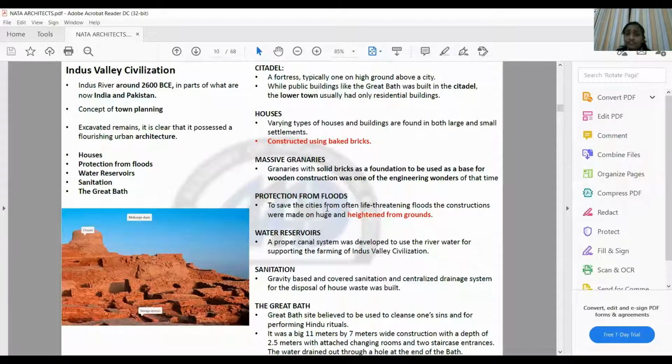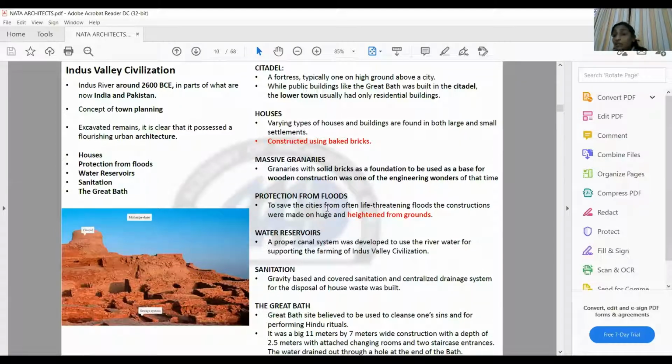And then it flourished based on how they started setting up their houses, the construction protected from the floods because it was close to the river, and then how they started using water reservoirs. They had a public space that is nothing but the Great Bath, and then how each of the houses were provided with good sanitation facilities, and it had a centralized drainage system for disposal of the waste from the house.